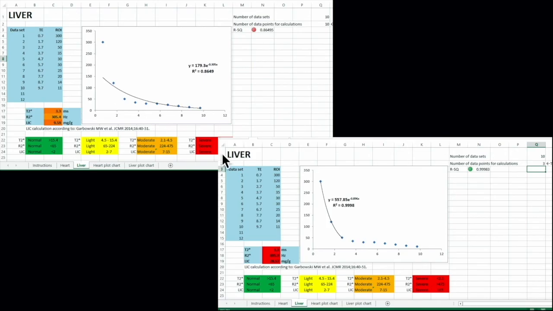These are the Excel sheet evaluations, again showing the importance of the truncation method. Without the truncation method, your T2 star value is 3.3 and it is in the moderate iron overload category for the liver. And when you apply the truncation method, you can see the R2 is 0.99. So it goes to 1.1 T2 star. So that becomes severe iron overload. The truncation method is very important to apply whenever you are assessing iron overload using the T2 star MRI technique.